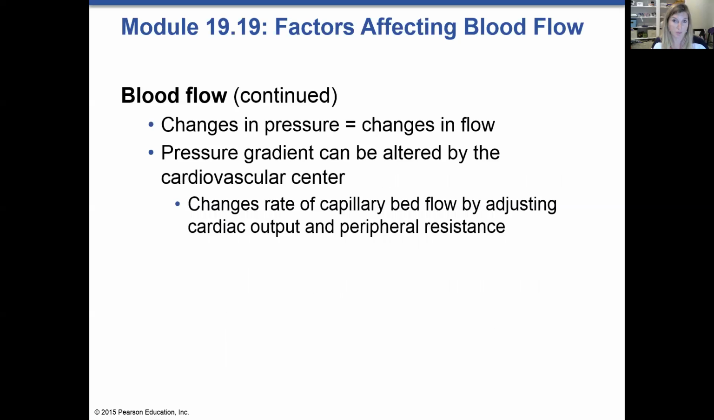When there are changes in pressure, there's going to be a change in flow. So if the pressure in the aorta is lower for whatever reason, or if the pressure in the arterioles is increased for whatever reason, there is going to be an effect on the flow of blood through the blood vessels. The pressure gradient can also be altered by the cardiovascular center of the medulla oblongata. Changes in rates of that capillary bed flow. We can adjust the cardiac output, the peripheral resistance by changing the vessel diameter. All of those things are going to affect blood flow. So by dilating the vessels, we're going to increase the blood flow. By constricting the vessels, we're going to decrease the blood flow.